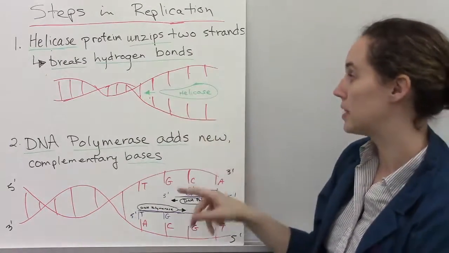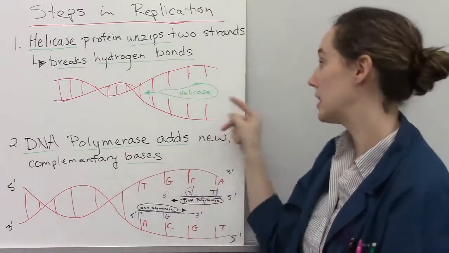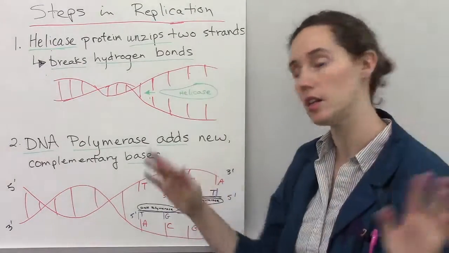So helicase, and that makes sense because ACE is an enzyme. Lots of enzymes break things apart. And it's a helicase, so it's breaking the helix.